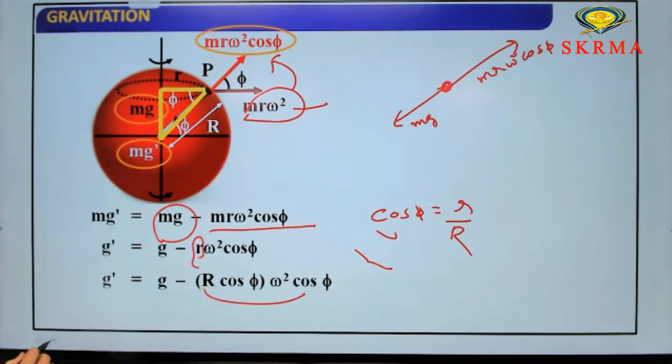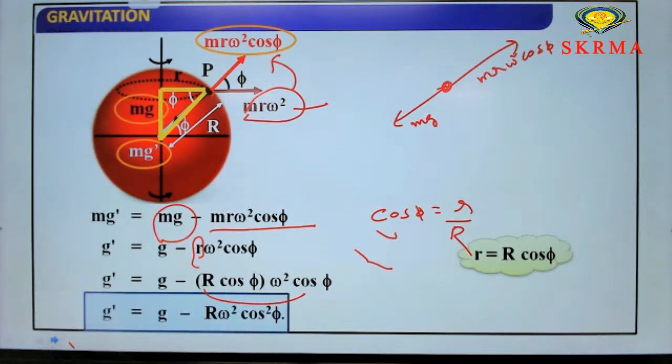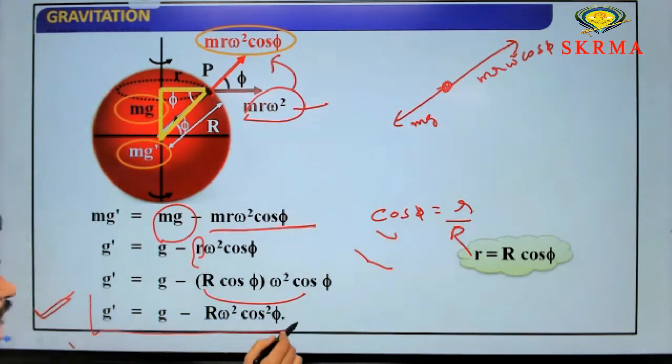If you simplify this equation, the final equation is important here. g dash is equal to g minus R omega square cos phi. This is an important equation; you should keep it in mind. Just note this equation: g dash is equal to g minus R omega square cos phi. This is the gravity at some latitude, or the gravitational acceleration due to the rotation of the Earth. Here we consider phi also.